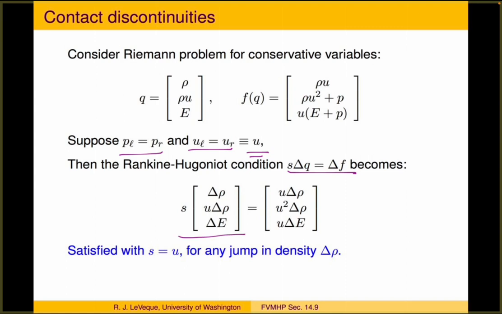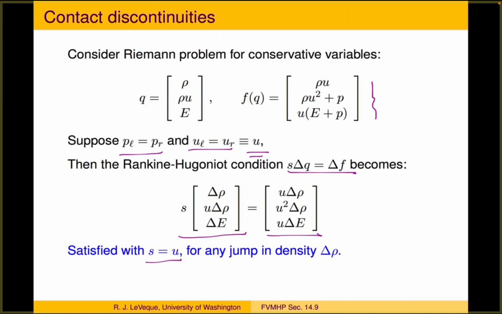the left-hand side here, s times the jump in q, becomes simply s times the jump in rho, u times the jump in rho, and the jump in E, using the fact that u is constant in the left and right states. And the right-hand side, the jump in f, becomes u times the jump in rho, u squared times the jump in rho, and u times the jump in E. Everything else drops out when we look at the jump in f. If p and u are constant, then the terms that involve p drop out, and the other terms we can factor the common u out of and have this expression. And then if we set s equal to u, the left and right hand side are equal here.